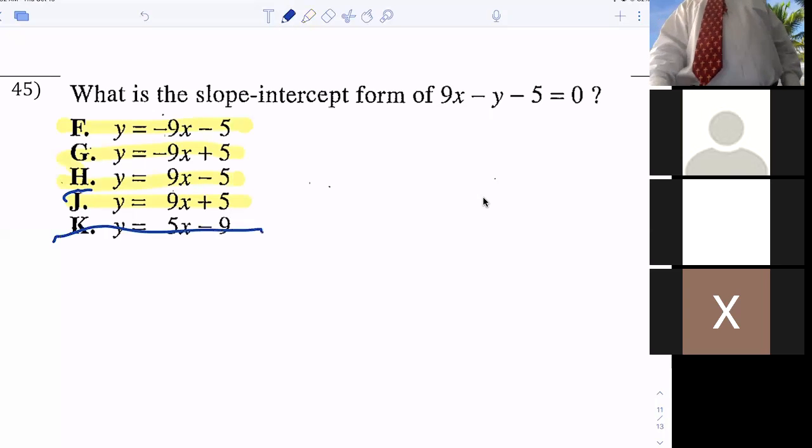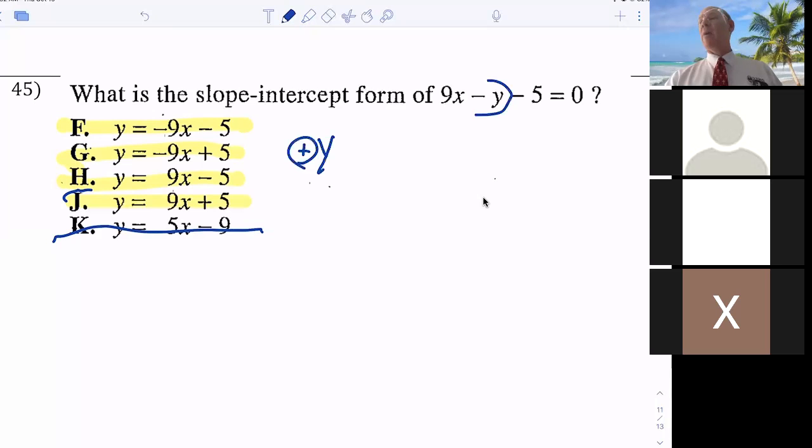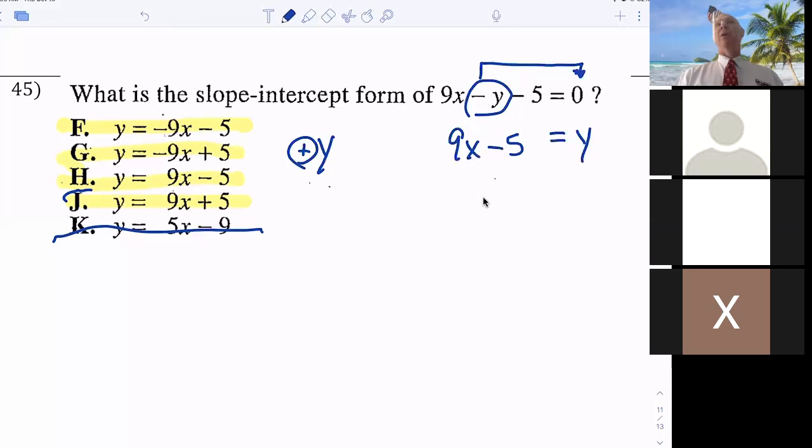K is not possible because the number in front of the X is 9. So here we go, guys. Now listen to me carefully, please. Look, I want Y to be positive. What is the Y right here? Negative. So it's best to move that to the other side. If I move that to the other side, it becomes positive Y. And then you just have 9x minus 5 left. Now that answer is Y equals 9x minus 5.